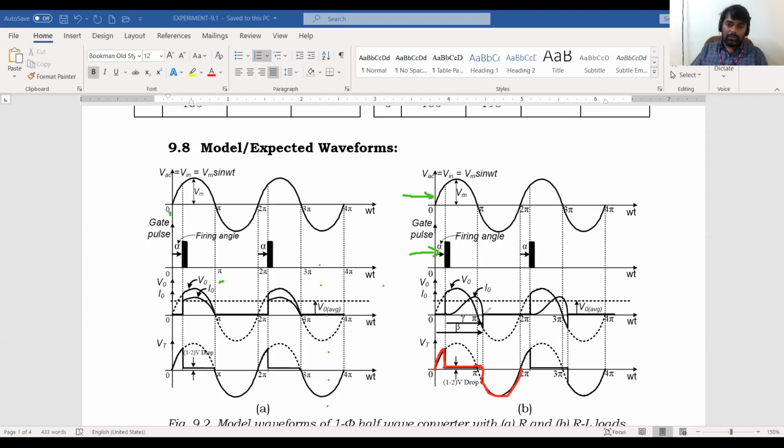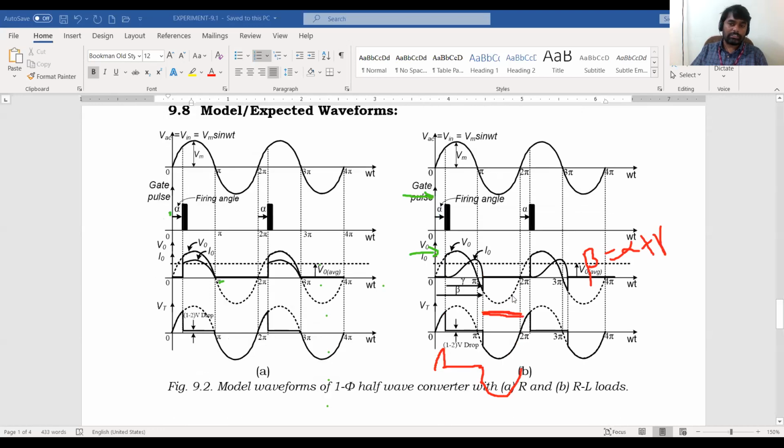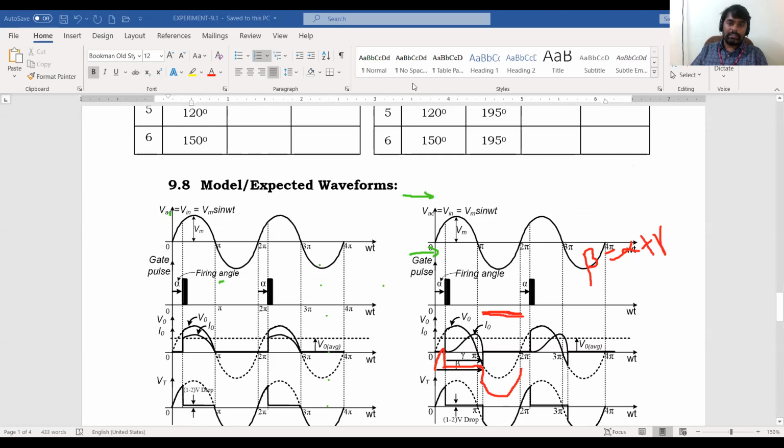Okay. So now from beta onwards, the output current equals 0. So there is no output voltage. So you will get output voltage and output current equal to 0. And the cycle keeps on repeating. Now you can see that here beta is equal to the summation of alpha plus gamma. Right, and beta is constant if the value of inductor is constant. Right, let us see all these waveforms in the scope by simulating the single phase half wave rectifier.